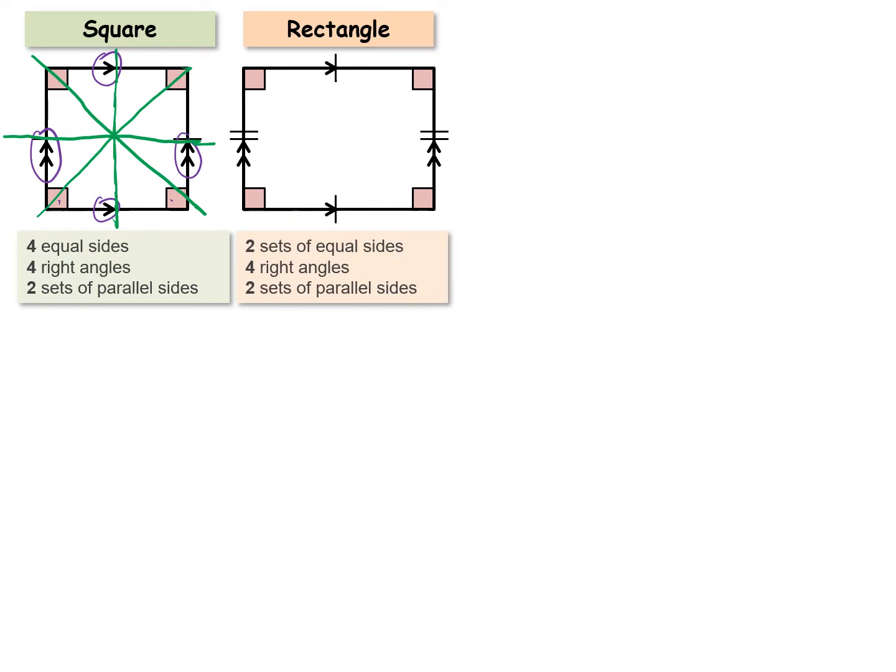The next one is our rectangle. Here we have this side and this side are equal to each other, and they're also parallel to each other. This side and this side are equal to each other, and they're also parallel to each other. So it has two sets of equal sides, 4 right angles, and 2 sets of parallel sides. Symmetrical, there's 2 lines of symmetry. The left here is symmetrical to the right, and when we draw a line going across, the top is symmetrical to the bottom. Only has 2 lines of symmetry.